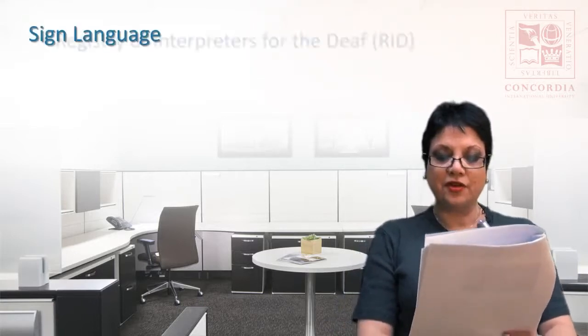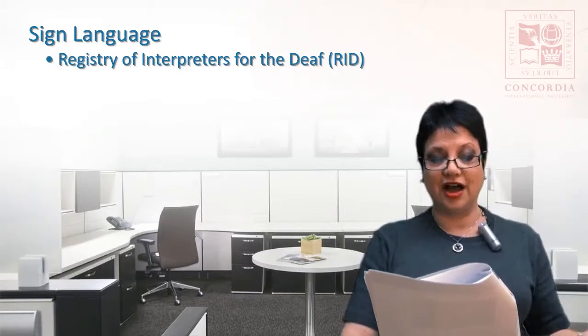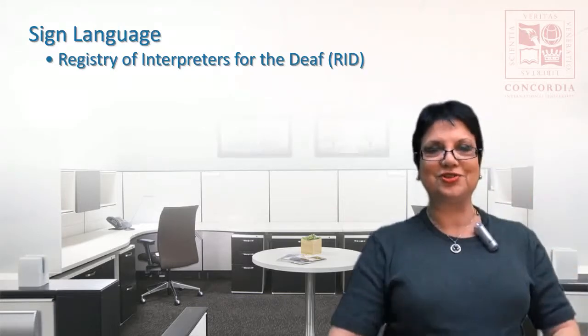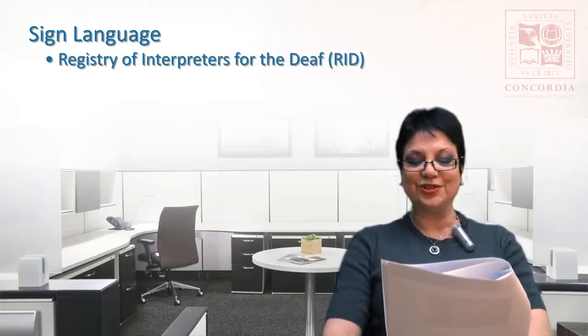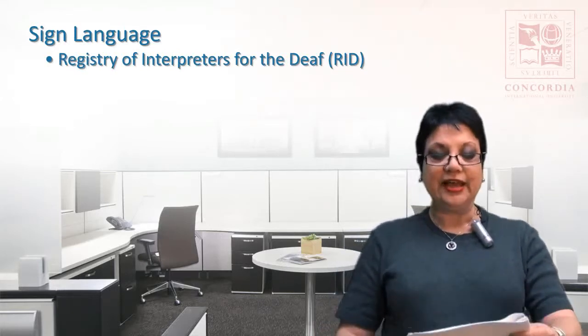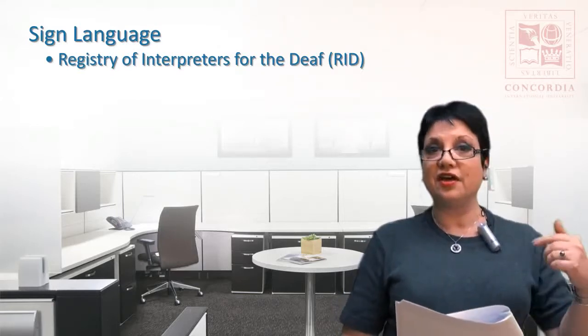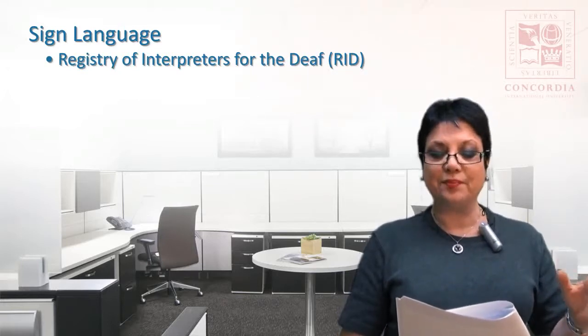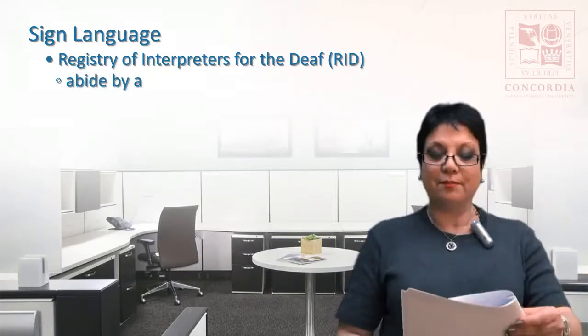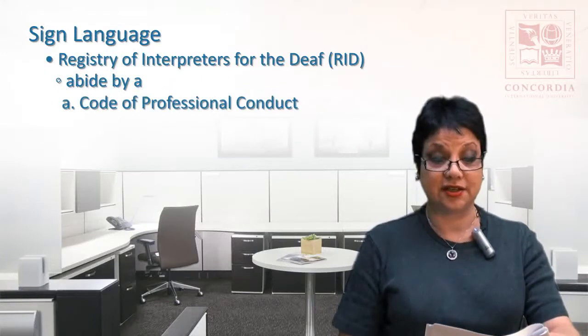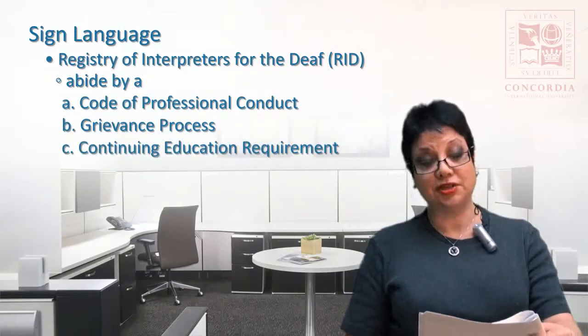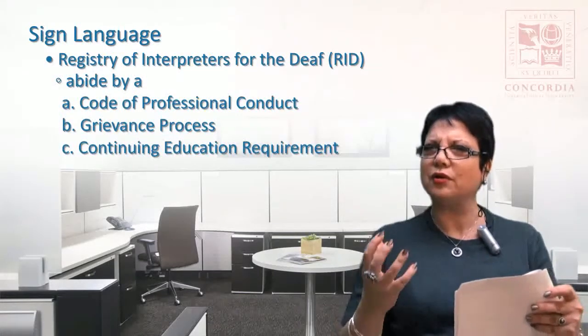In the United States, sign language interpreters have national and state level associations. That's good. They are organized. The Registry of Interpreters for the Deaf, RID. They still use the word deaf. We have to change it as Canadian. A non-profit national certifying body. In addition to training requirements and stringent certification testing, RID members must abide by a code of professional conduct, grievance process, and continuing education requirement. So they are very well organized.